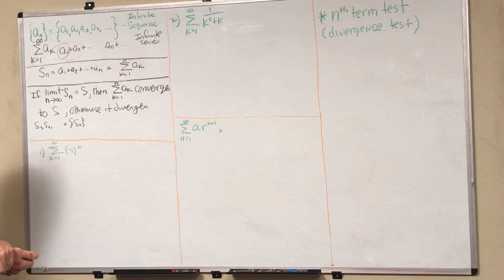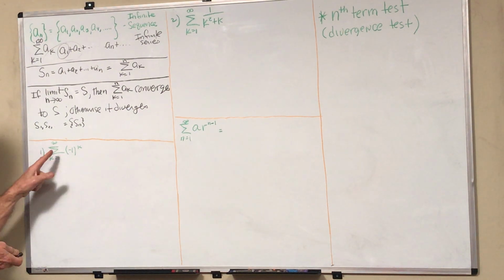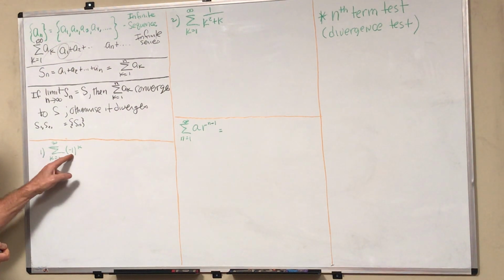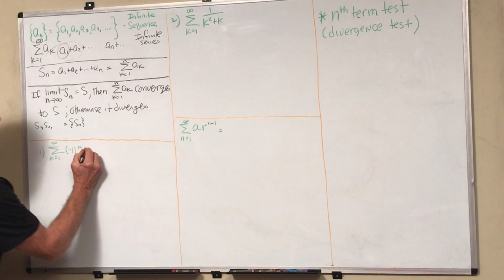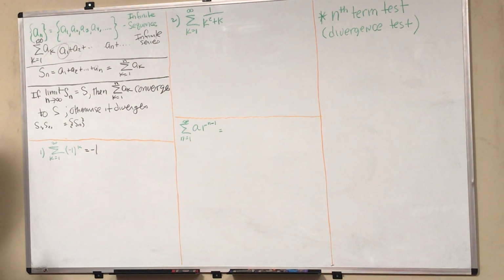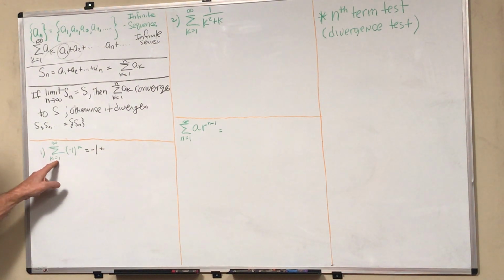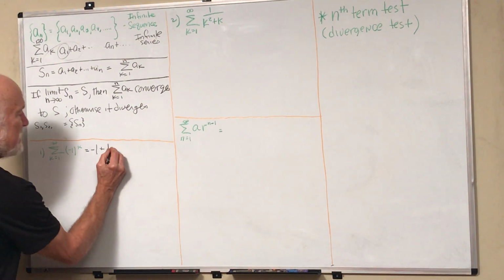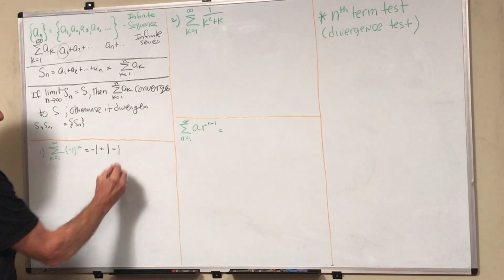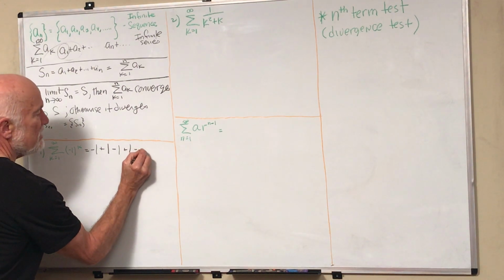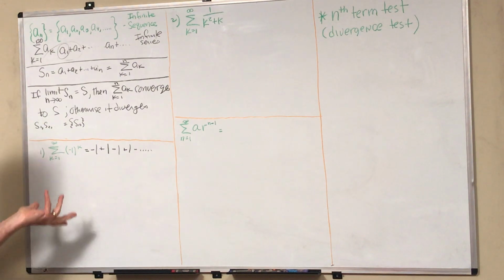So, let's just take a couple of examples. Here's one right here. K equals 1 to infinity. So when k equals 1, you get negative 1. Then plus k equals 2, you get 1. Then when k equals 3, you get plus a negative 1. K equals 4, you get plus 1. And you can see that this is just going to keep going on.